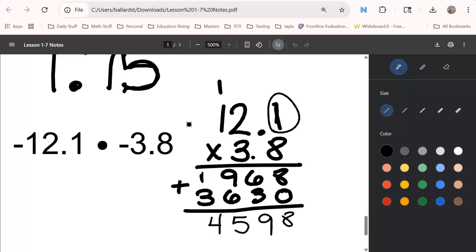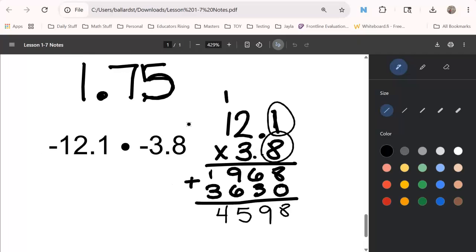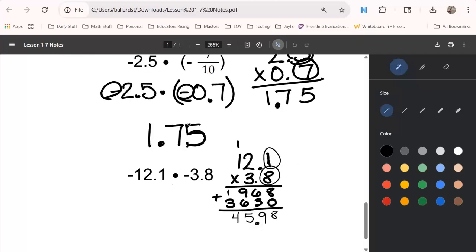We have 2 numbers after the decimal, so we count over 2. My decimal will go there. And then what you'll notice is they have the same sign, so my answer is 45.98, and it's going to be positive.